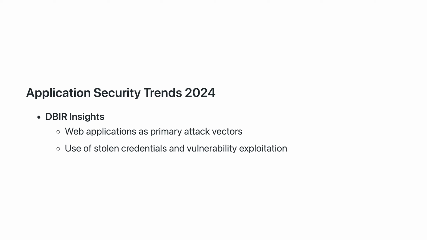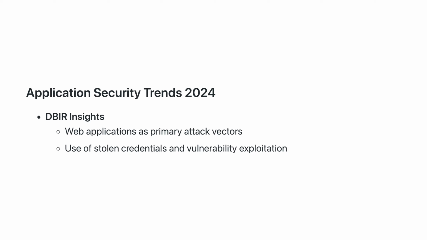One key resource that informs these trends is the DBIR, or the Data Breach Investigations Report. According to the DBIR, web applications continue to be the primary attack vectors. Attackers frequently exploit vulnerabilities within web applications, making it crucial for us to focus on securing these areas.